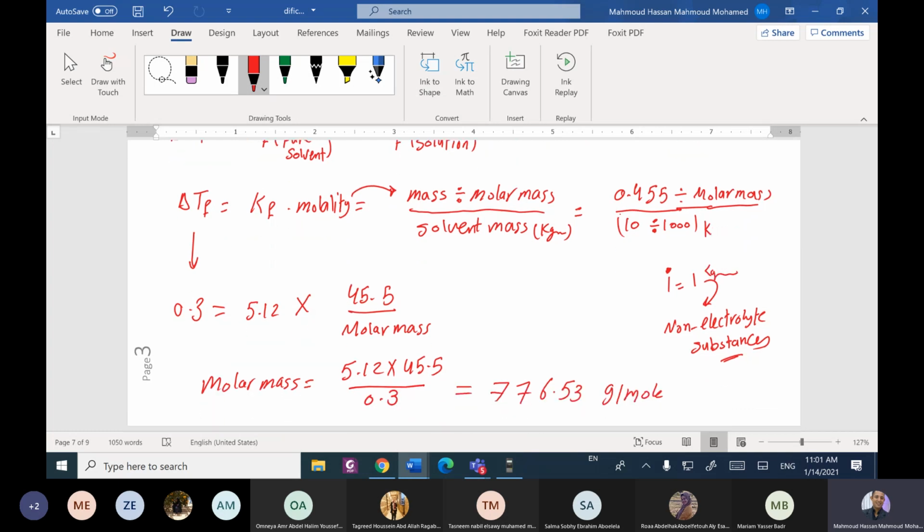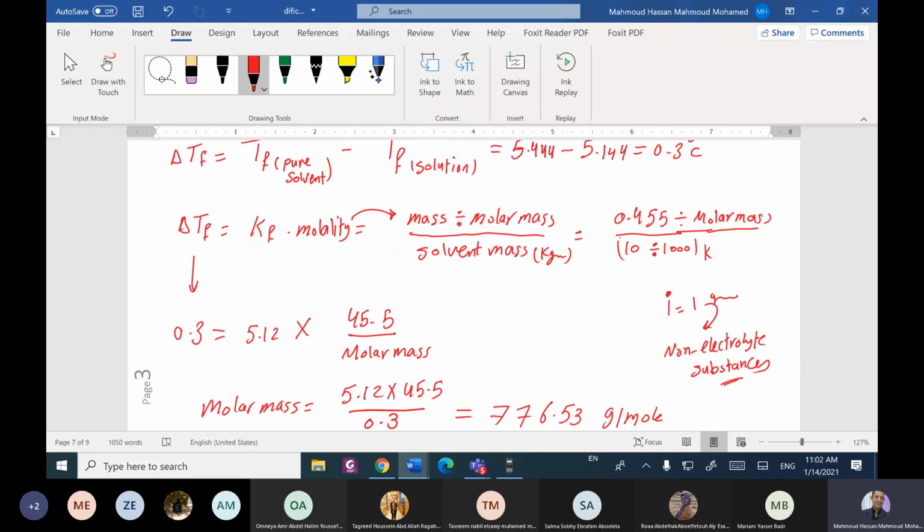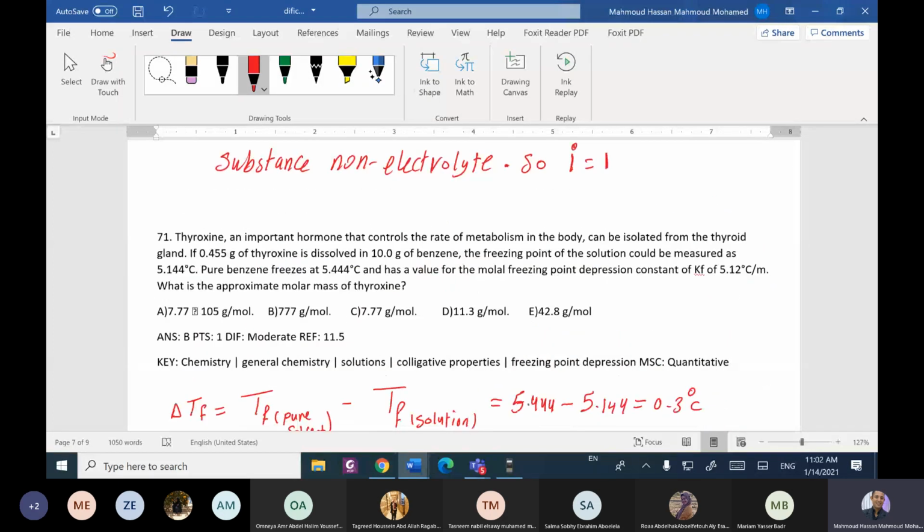So we'll find 0.3 equals 5.12 for the Kf divided by the summary of this. It will be 45.5 divided by the molar mass. So the molar mass will be 5.12 times 45.5 divided by 0.3. It will be equal to 776.53, which represents 3/7. So the answer will be P.